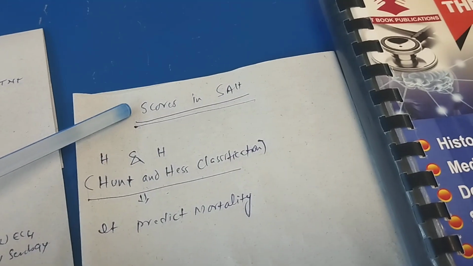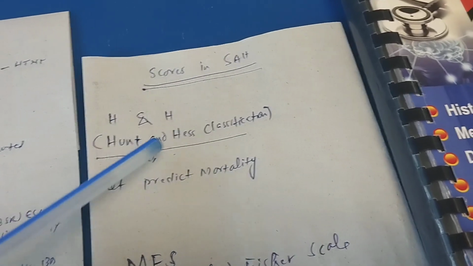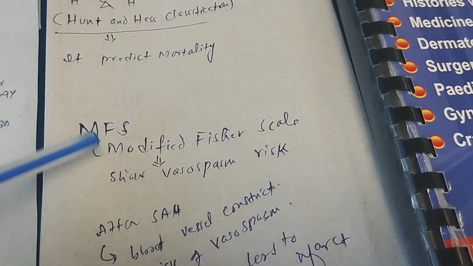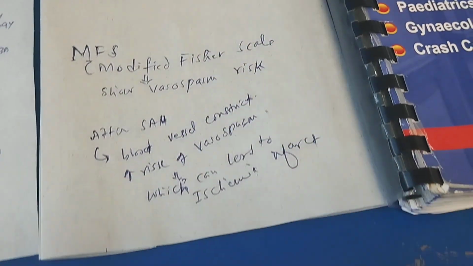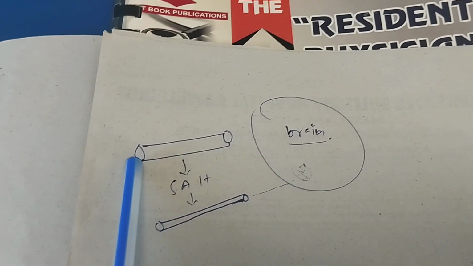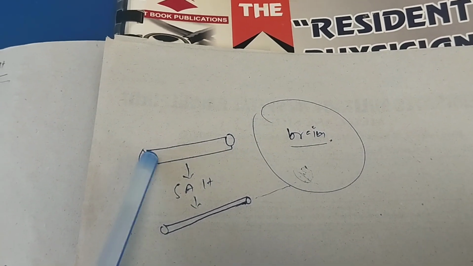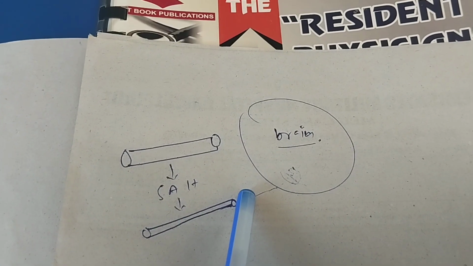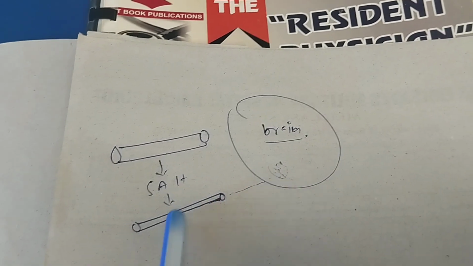The two scores we have to find in subarachnoid hemorrhage are HNH, also called the Hunt and Hess classification, which predicts the mortality of the patient, and MFS, the modified Fisher scale, which shows us the risk of vasospasm. If this is a brain supplied by these blood vessels, after subarachnoid hemorrhage our body starts to constrict these blood vessels, and then the blood flow to this area of the brain will be decreased. This is what we call vasospasm.